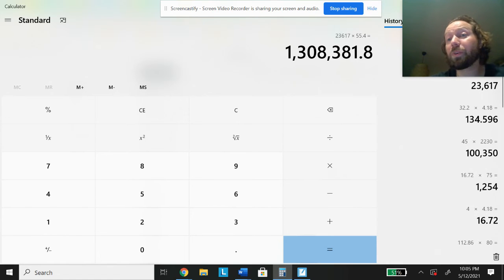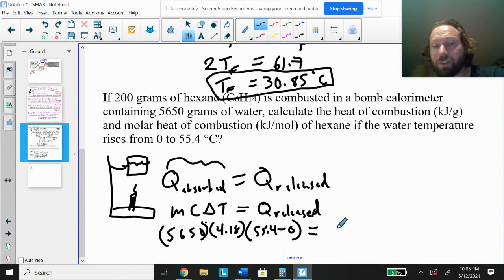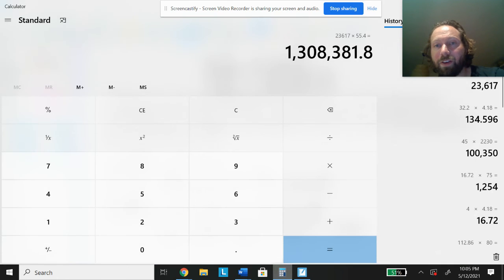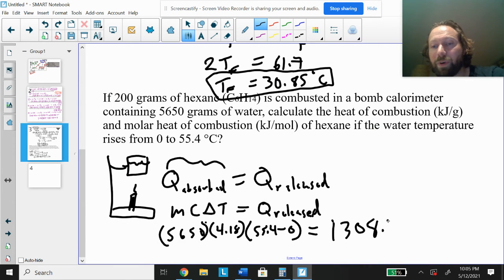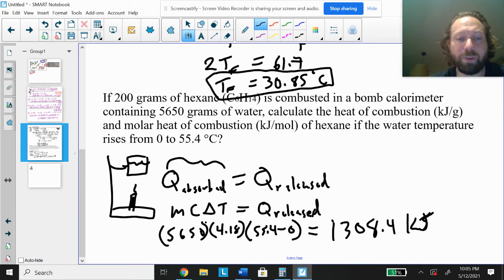Since this is a big number, we'll write it in kilojoules, moving the decimal place over 3 times. So this is equal to 1,308.4 kilojoules. That's how many kilojoules were released by the fuel, the hexane, calculated from the amount of energy absorbed by the water. So we can say those are equal to each other.